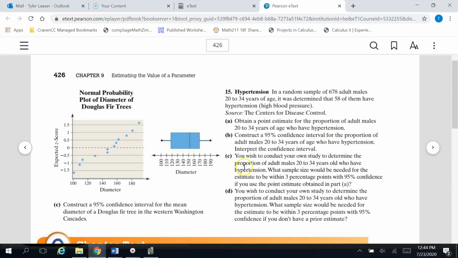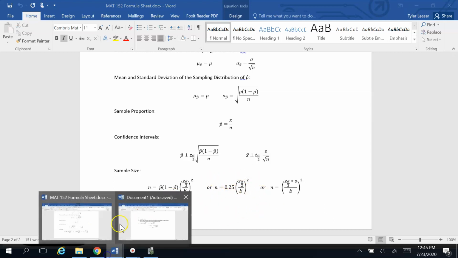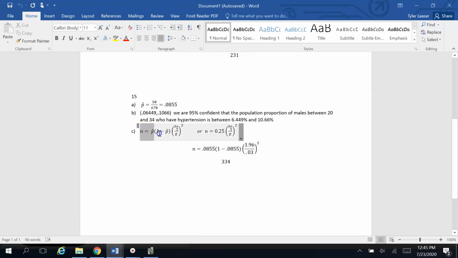All right, part C. You wish to conduct your own study to determine the proportion of adult males 20 to 34 years old who have hypertension. What sample size would be needed for the estimate to be within 3 percentage points? Again, this is where we have the formula sheet, and we're going to be using the first two. The first formula is when you do have a prior point estimate. The second formula is when you do not have a prior point estimate. We do have a prior point estimate for this question, so we're going to be using this first formula.